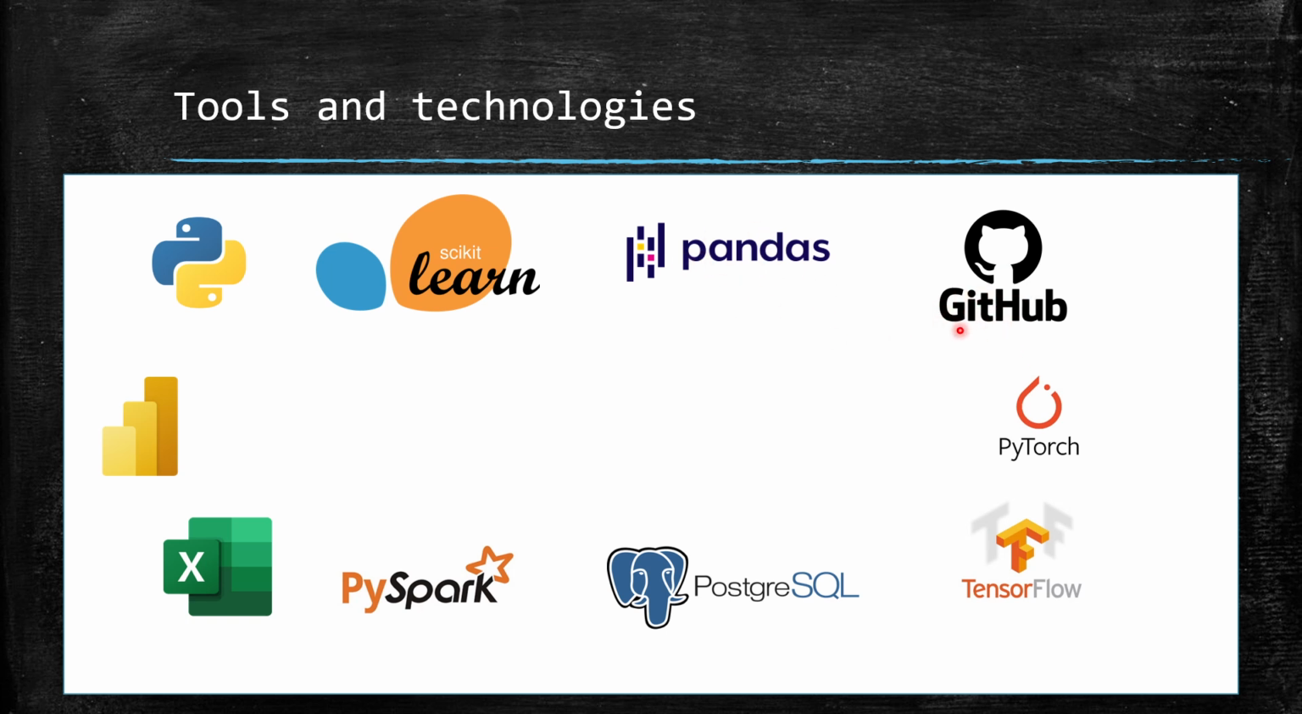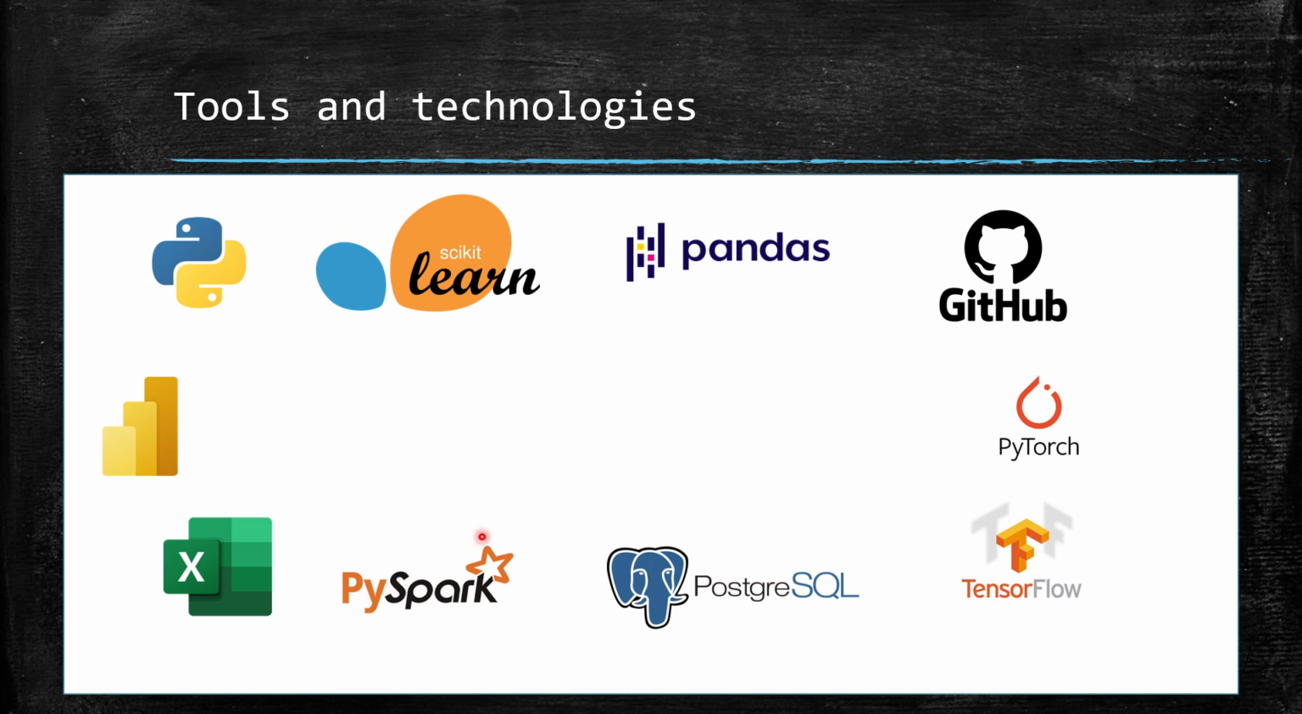GitHub is a platform that uses Git to provide version control for controlling and keeping track of modifications to your code. PyTorch and TensorFlow are deep learning libraries for creating and training deep neural networks. These can handle tasks like image classification and text generation. Some flavor of a SQL database for storing large amounts of data.